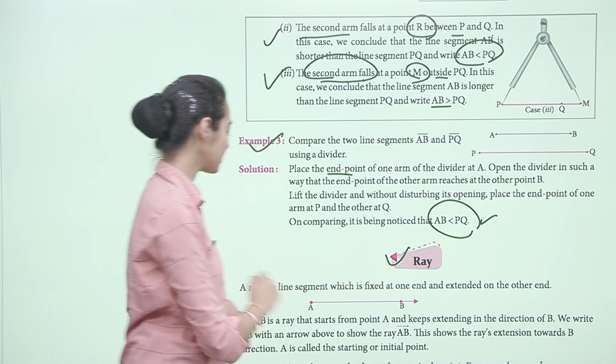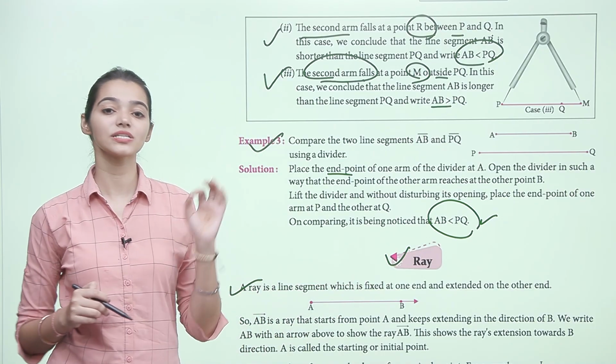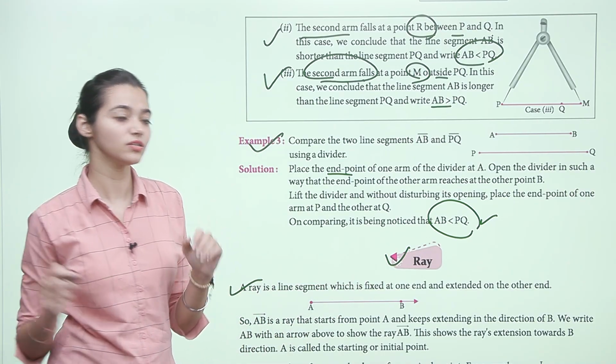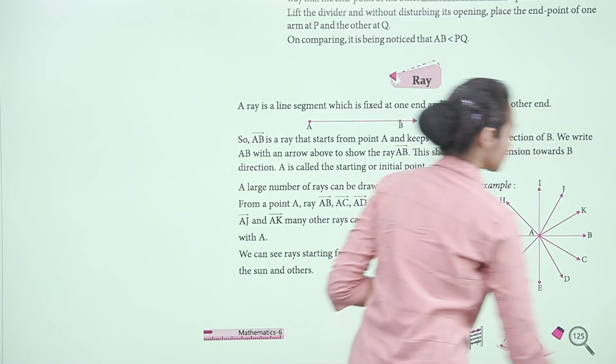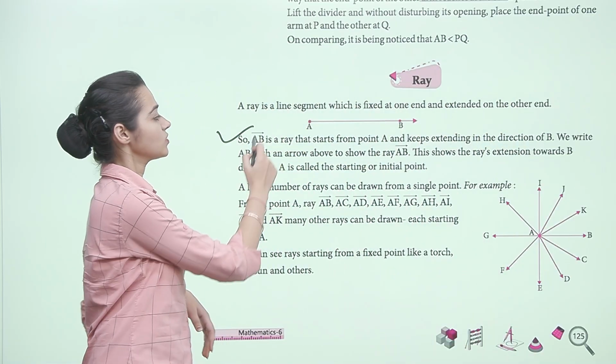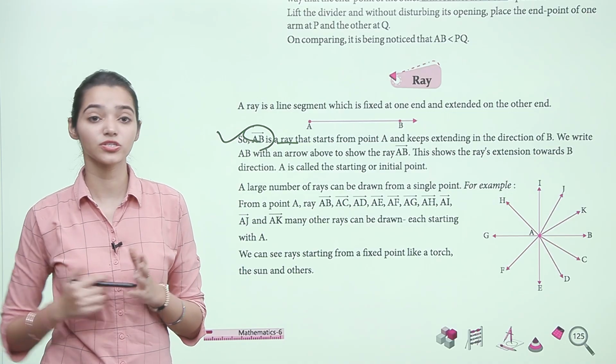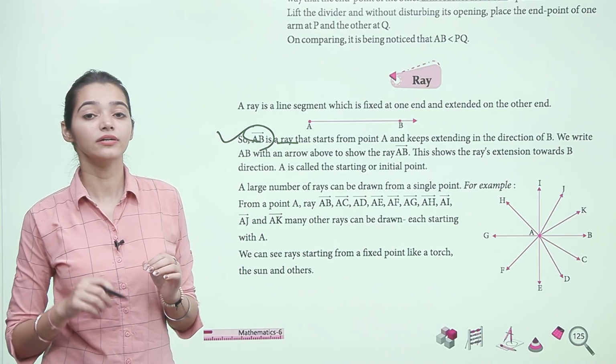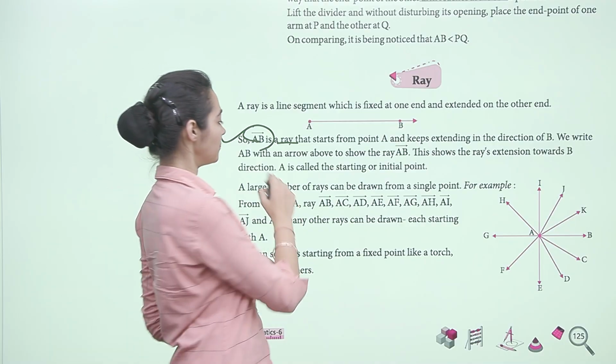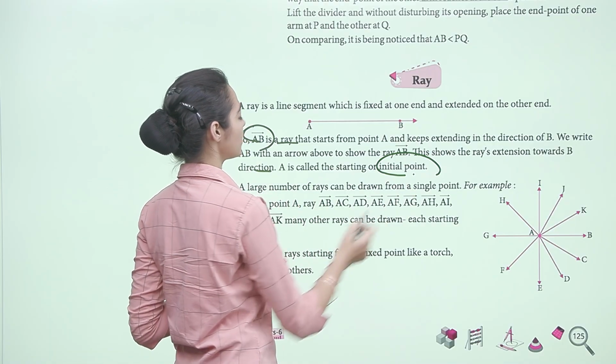Now let's start with the ray. A ray is a line segment which is fixed at one end and extended on the other end. So AB is a ray that starts from point A and keeps on extending in the direction of B. Here the ray extends towards B, and A is called the starting or initial point.